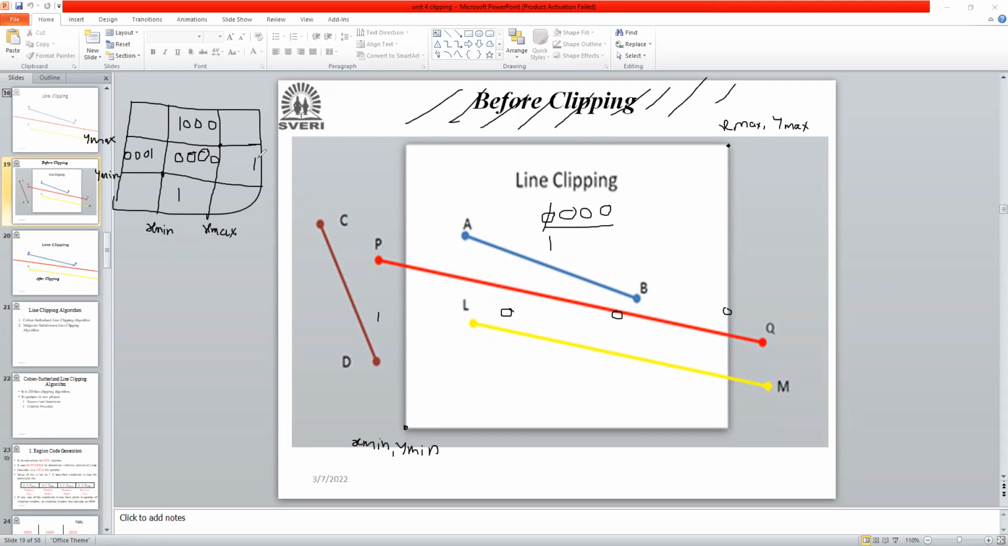Next, if the area is on the right hand side, then set the code as 0010. Meaning, if the code is 0010, that area lies on the right hand side of the window. And if it is at the bottom of your clipping area, then we will set the third bit, that is, the code as 0100. Getting now?